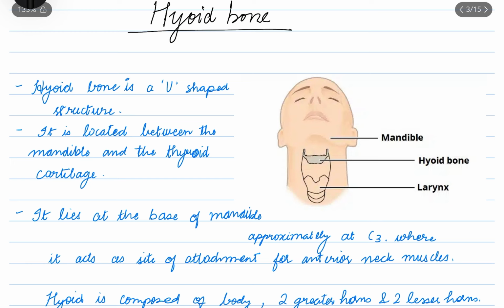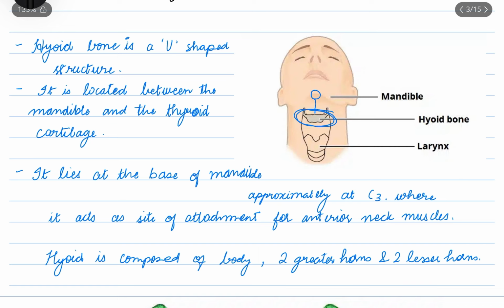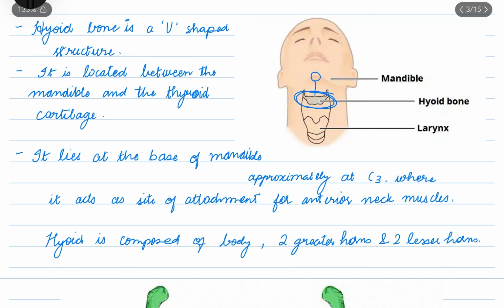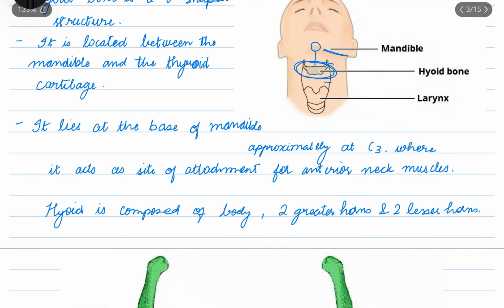The hyoid bone is a U-shaped structure located between the mandible and the thyroid cartilage, and it lies at the base of the mandible approximately at C3, or the third cervical vertebra. This is known as the mentum, present at the mandible, which is also called the chin. As you move inferiorly, the first protruding structure is the hyoid bone. It acts as a site of attachment for the anterior neck muscles.